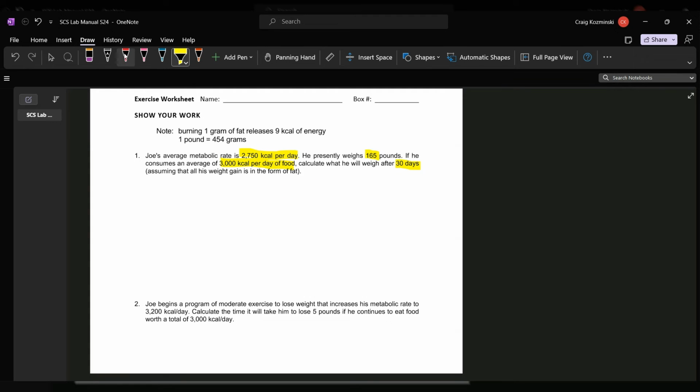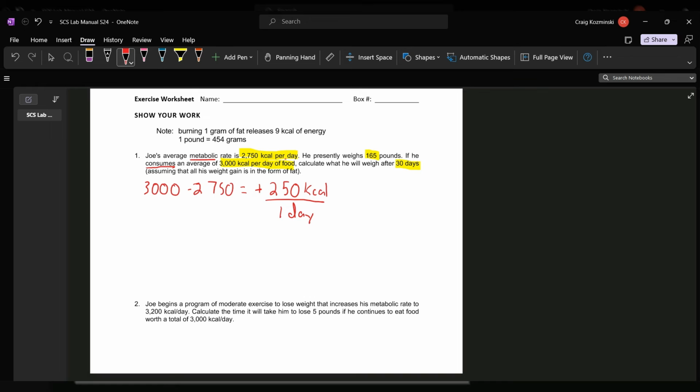And so, in order to solve this type of problem, you have to first figure out what the conversion factor is. And I'm just going to get you started on this first problem. We would note the difference between Joe's metabolic rate and his consumed calories. And what we see is that Joe is consuming an excess of calories on a daily basis. Specifically, if he's consuming 3,000 calories, but his metabolic rate is 2,750, then he has a net surplus of 250 kilocalories per day.